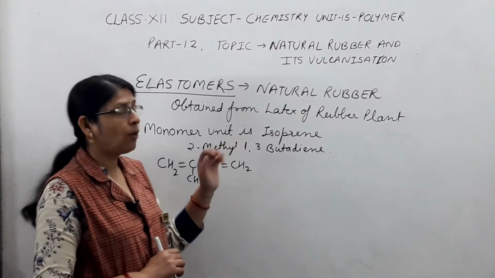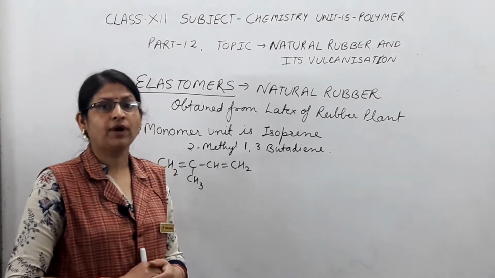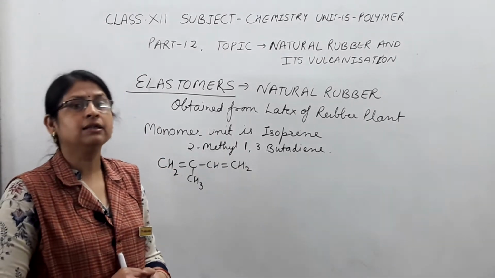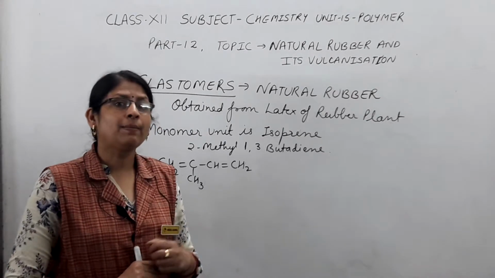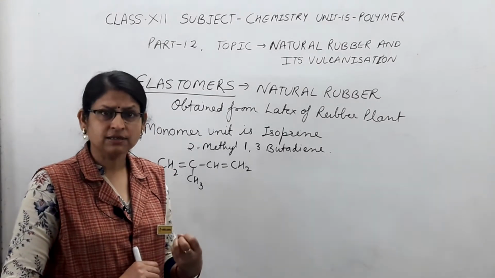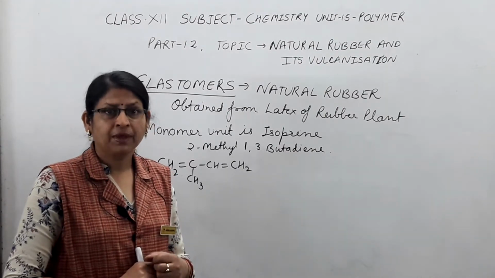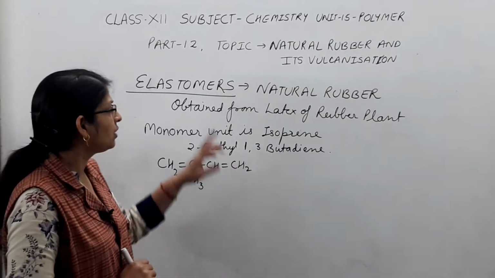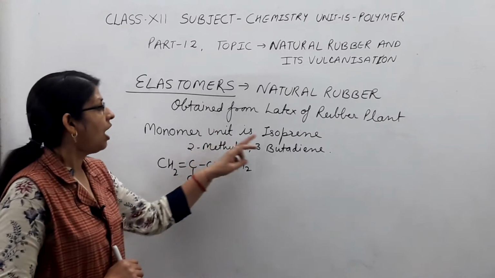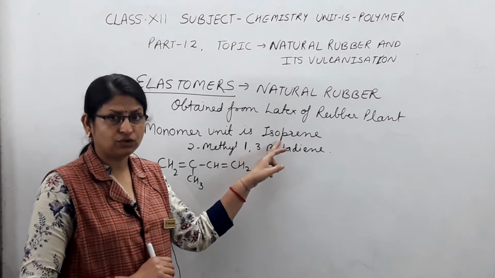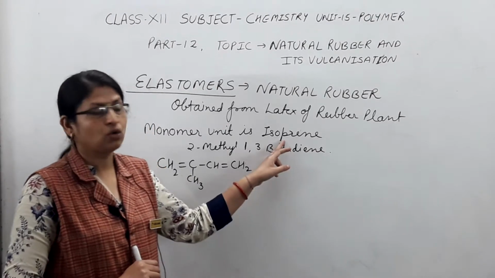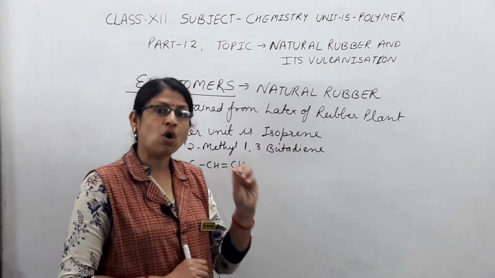Natural rubber is obtained from the latex of the rubber plant. You know very well, in some countries like Sri Lanka, Indonesia, and in our southern part, the rubber plant is present. From the latex we obtain natural rubber. What is natural rubber? Natural rubber is isoprene. The monomer unit in natural rubber is isoprene. Isoprene is its common name.